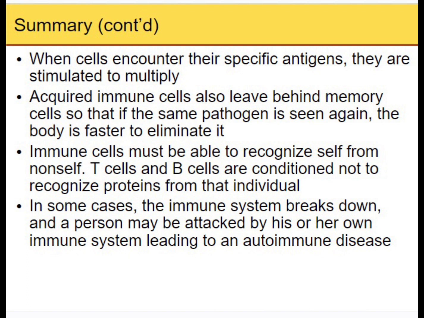Immune cells must be able to recognize self from non-self. T cells and B cells are conditioned not to recognize proteins from that individual. In some cases, the immune system breaks down and a person may be attacked by his or her own immune system, leading to an autoimmune disease.